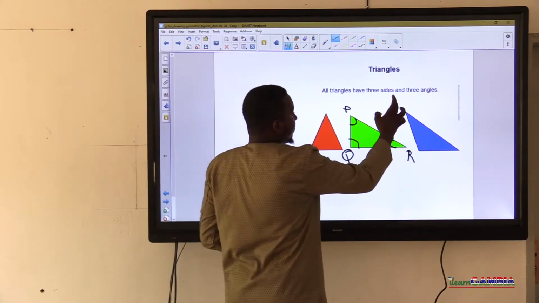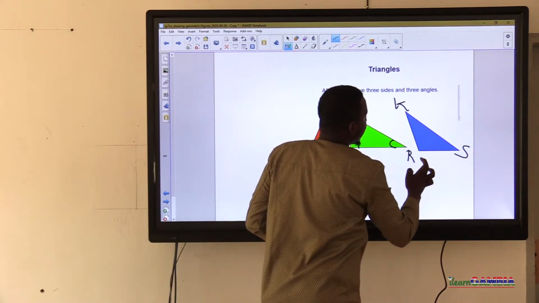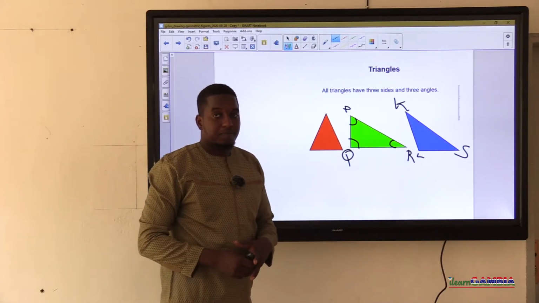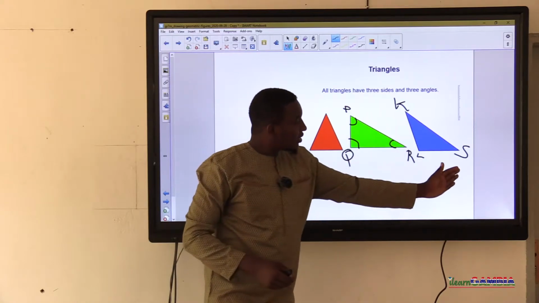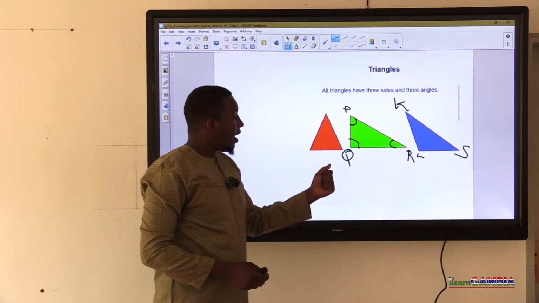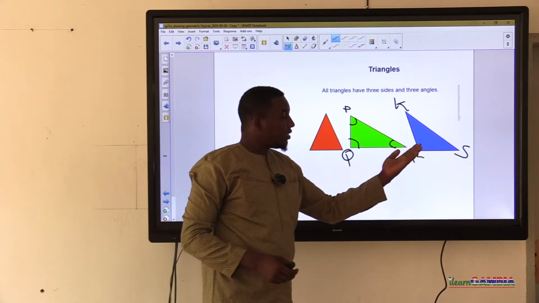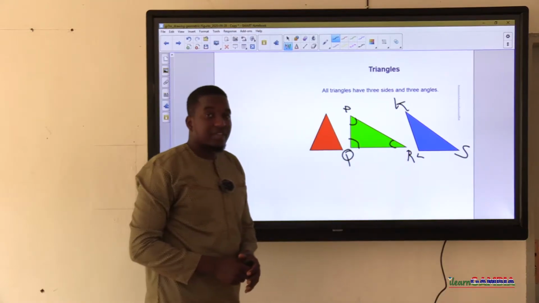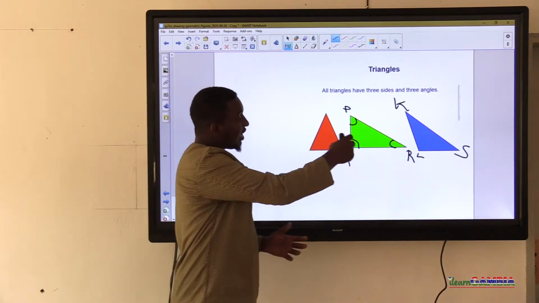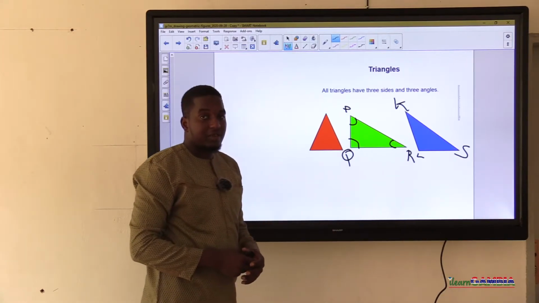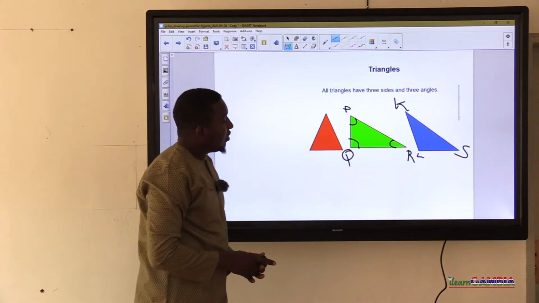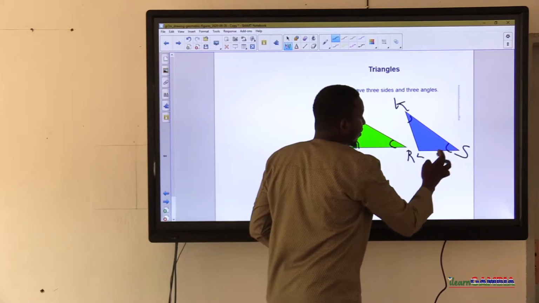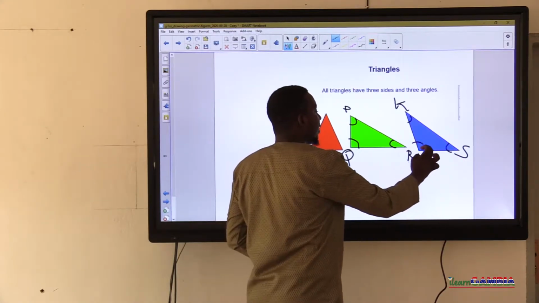Let's say that one is K, S, and L. Triangle K, S, and L. The line that runs from K to S is one side of the triangle, and the line that runs from S to L is another side of the triangle, and the line that runs from L to K is also another side of the triangle. So putting all the sides together, we have 3 sides. And how many angles do we have there? At point K, we have an angle. At point S, we have another angle. And also at point L, we have another angle.